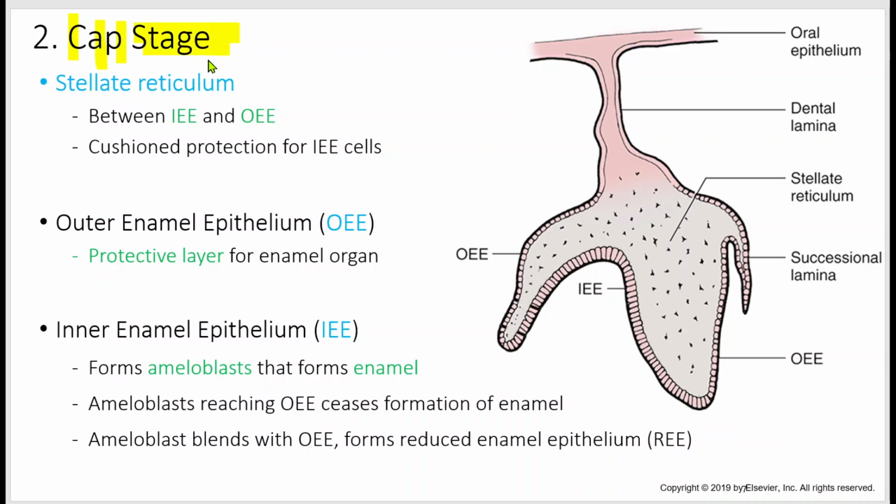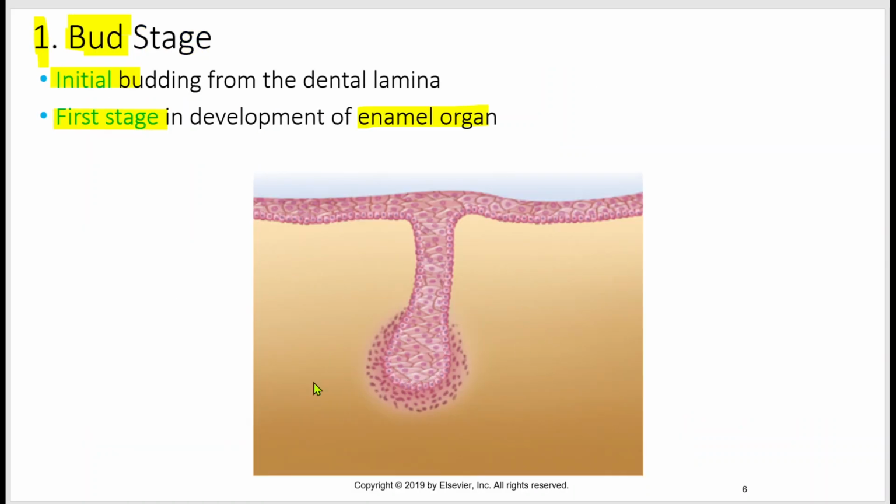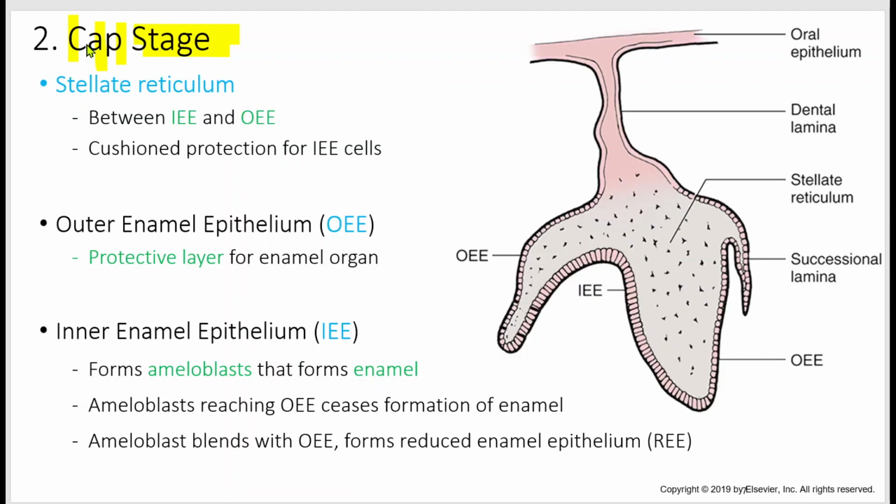Okay, so in the cap stage we'll have 3 different layers of cells that will differentiate. Before, in the bud stage, we cannot technically differentiate anything from everything else. We have some things, but here in the cap stage we have more differentiation. So we have 3 cell layers that will differentiate: the stellate reticulum, the outer enamel epithelium, and the inner enamel epithelium. And almost from now on we'll start to call them OEE and IEE.